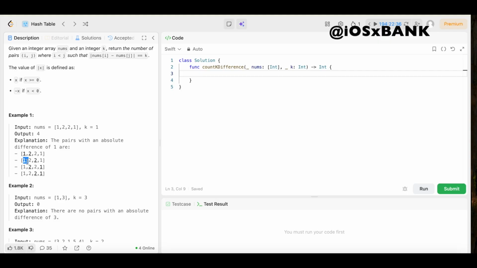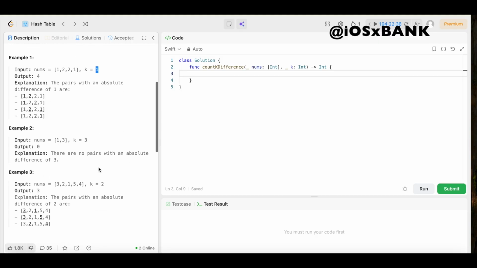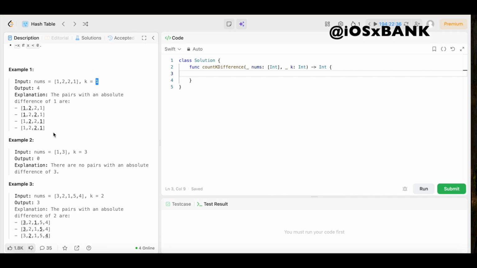The next pair would be 1 and 2. Boom. So this 1 and this 2. Same thing. Difference is negative 1. Negative 1 has the absolute value of 1. That's another pair. Same here, 2 and 1, this 2 and this 1. Boom. Same thing. That has a difference of 1 right on the nose. And same with this 2 and 1, which has a difference of 1, right on the nose as well. In total there are 4 of these, so that's where 4 came from.